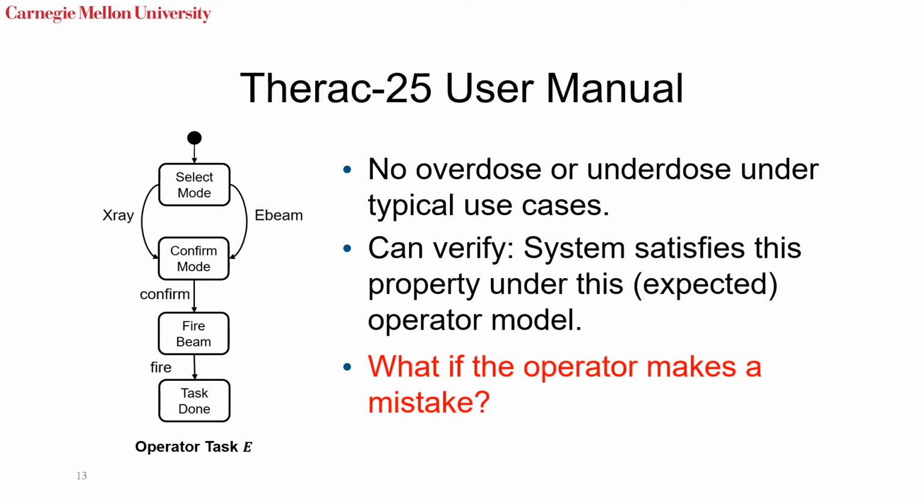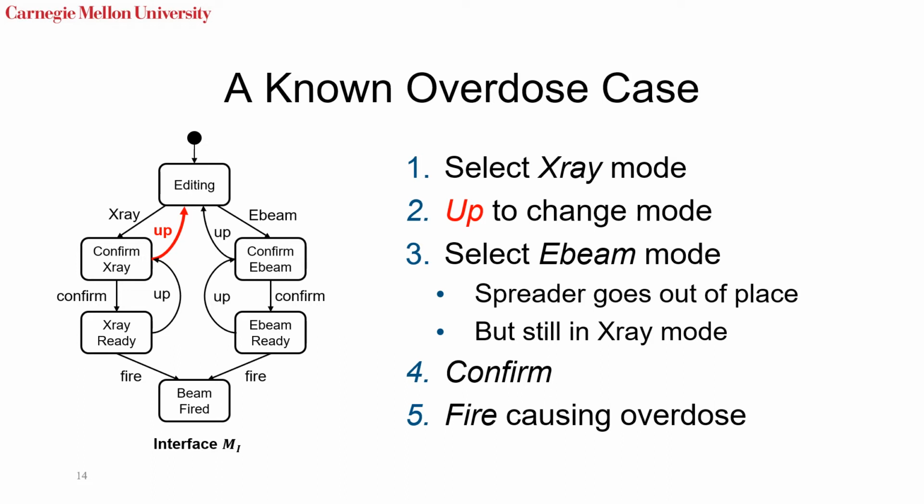However, a system being safe under the typical use cases does not mean it is robust. What if the operator makes a mistake? In fact, the system is not robust. A known overdose case is the user selects X-ray mode, but then changes to E-beam mode. At this time, the spreader goes out of place, but the system is still in X-ray mode. Then, before the mode switch is complete, the user confirms and fires, which causes overdose. Thus, we say the system is not robust against this deviation.